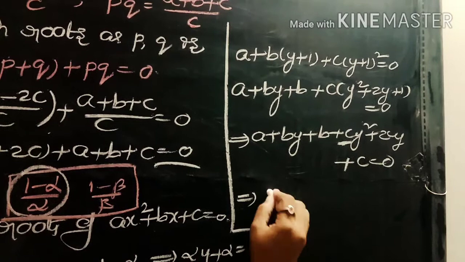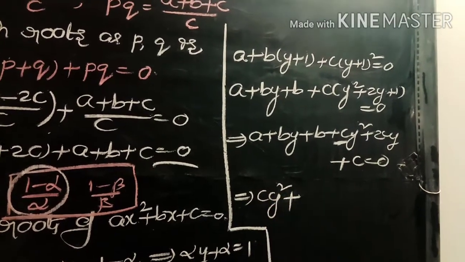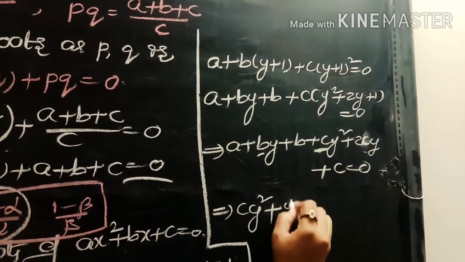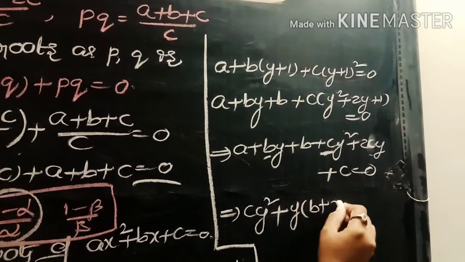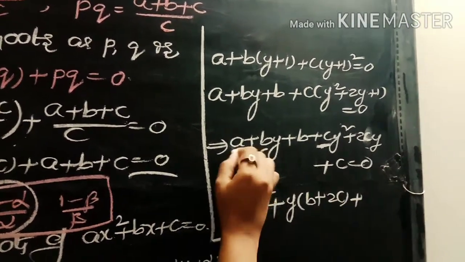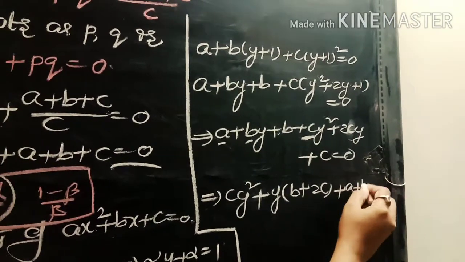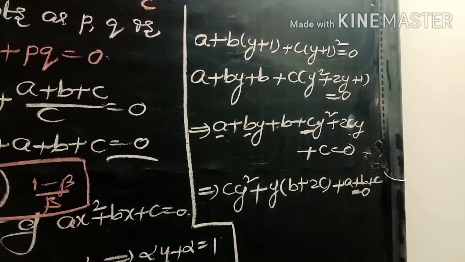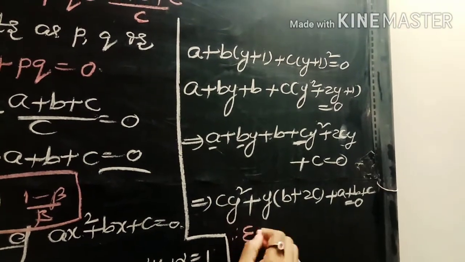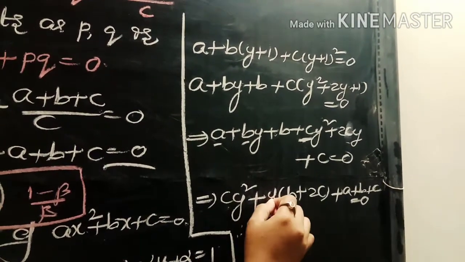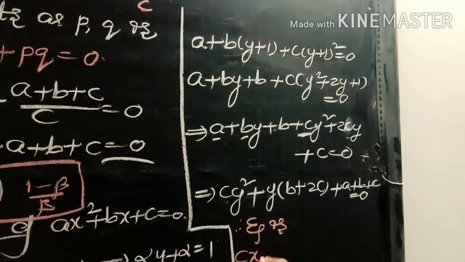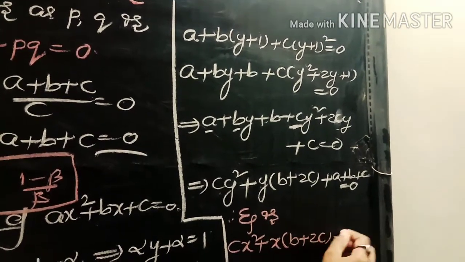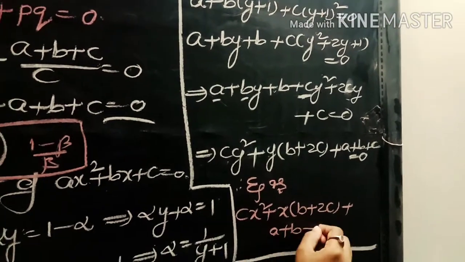Now first we take the y square term, that is c y square, plus next we are writing the y terms, b y plus 2c y. Taking y common, y into (b plus 2c). Next we are writing the constant, a plus b plus c, equal to 0. Therefore the required equation is, in place of y we replace x here, that is c x square plus x into (b plus 2c) plus (a plus b plus c) equal to 0.